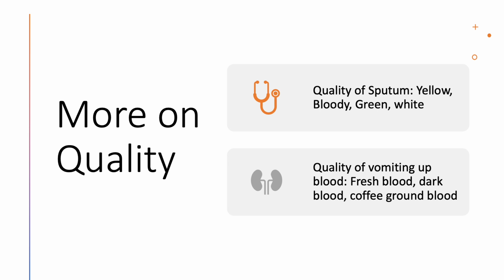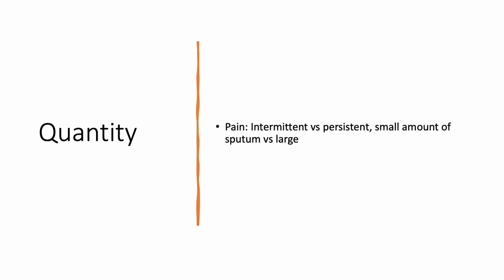But think about every symptom having a quality. Quality of vomiting. Does it contain blood? Is it fresh blood? Is it dark blood? Is it coffee ground blood? These are the qualities. You explain the symptoms. This is called quality. The other thing is quantity.